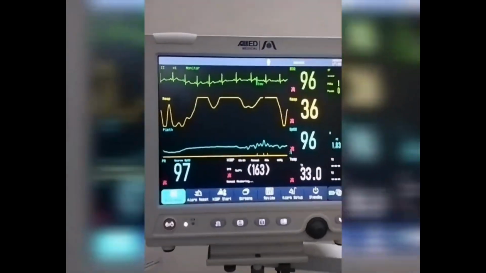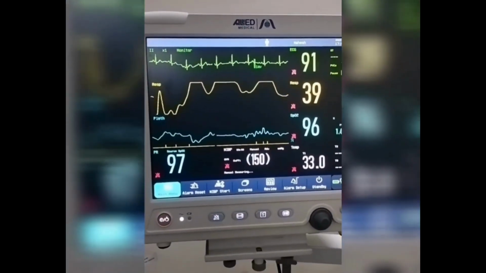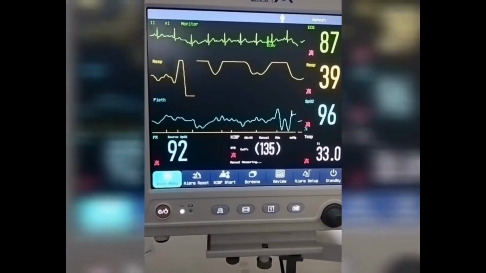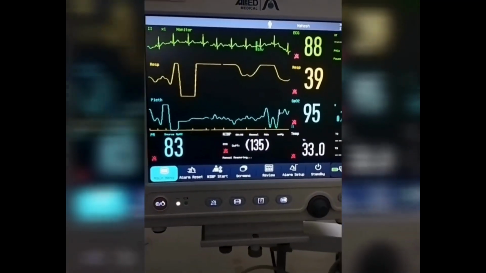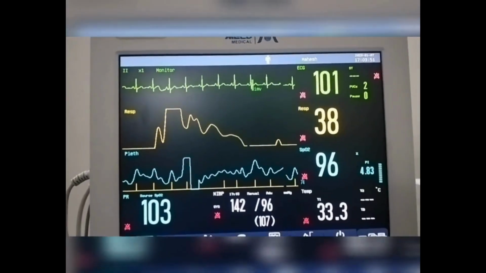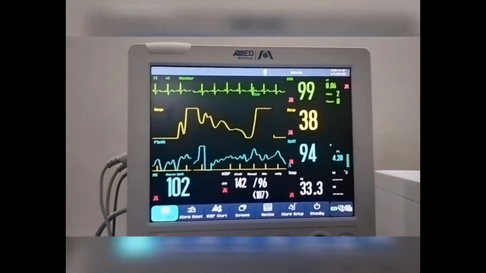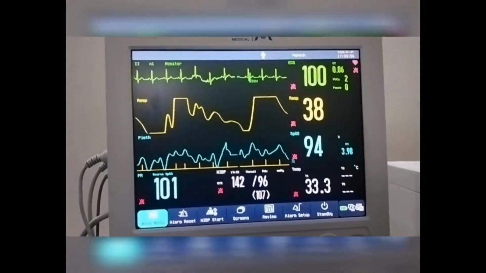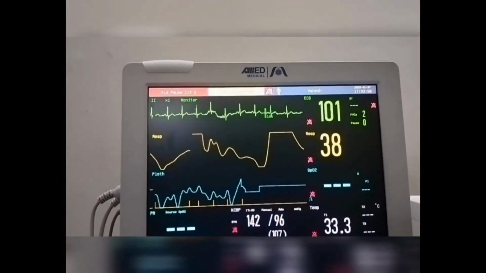Here we can see the ECG waveform, respiration, plethysmograph, pulse rate, BP, and temperature. If the waveform is incorrect, the patient monitor will give us an alarm. Here we can see an alarm.